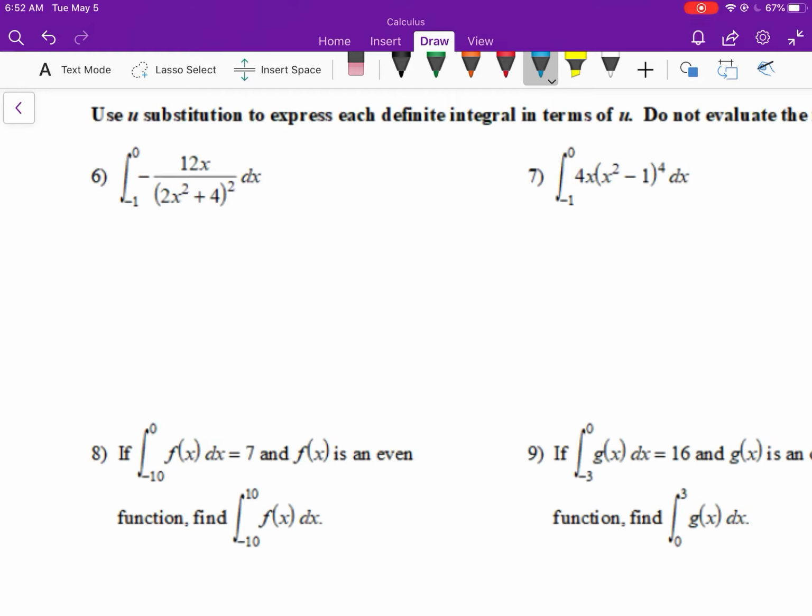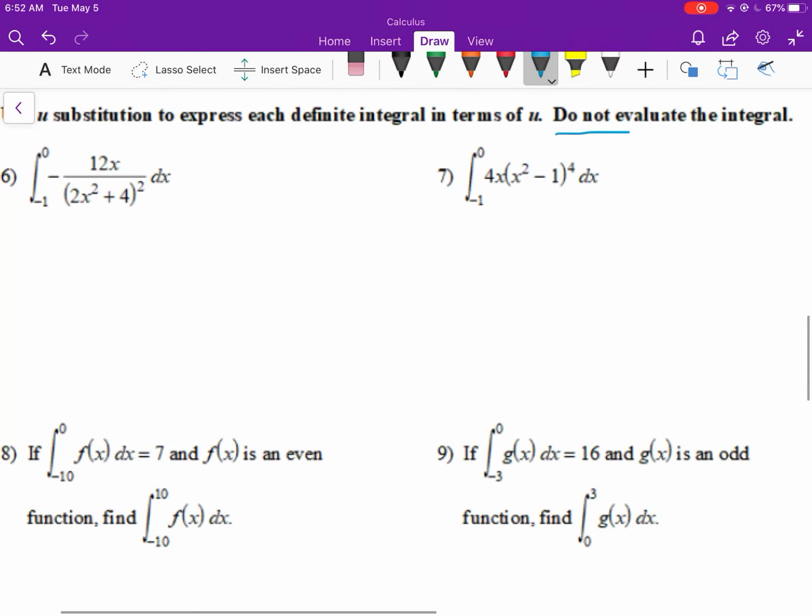In these next two, we want to use substitution again, but these are definite integrals. So we want to rewrite them, and it actually says you don't even need to evaluate the integral. So we're just making sure we know how to change the indices also, not just use the substitution and change the function inside there.